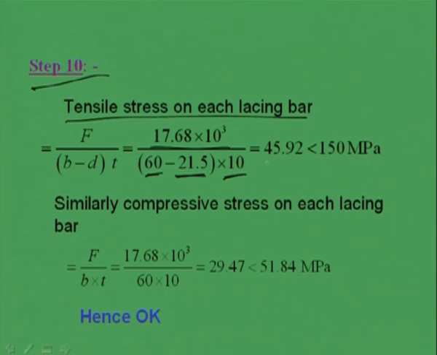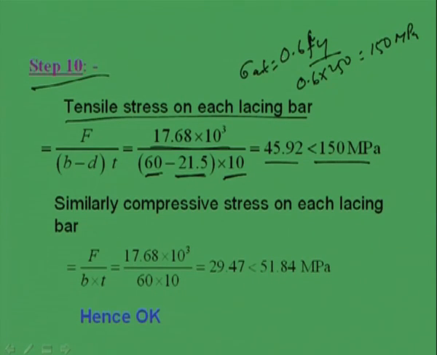So, if we calculate this we will get 45.92 MPa, and allowable tensile stress in the member, as we know, is 150 MPa, because 0.6 into Fy, where Fy is 250. So, 0.6 into 250, that is 150 MPa. So, allowable tensile stress is becoming 150. So, this is okay. That means developed tensile stress is less than the allowable tensile stress. So, the assumed dimension or calculated dimension of the lacing bar is completely okay.